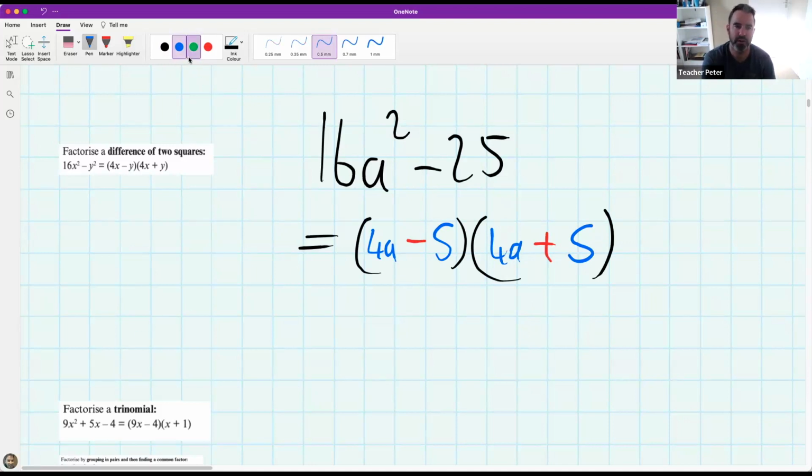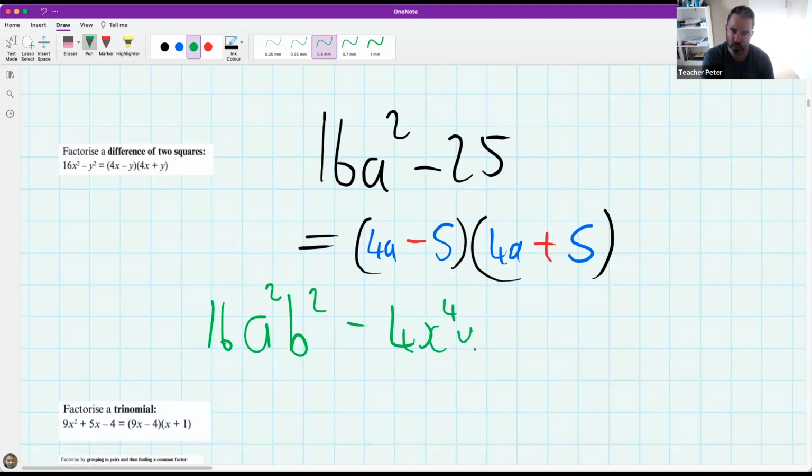Now, I also want to give you a bonus one, where there's a bit more excitement. So let me make one up for you. So let's make this 16a squared b squared minus 4x to the 4 y to the 4. Actually, no, not even that. Let's make it 9x to the 4 y to the 4. Can you factorize that one? And tell me when you've done that one.